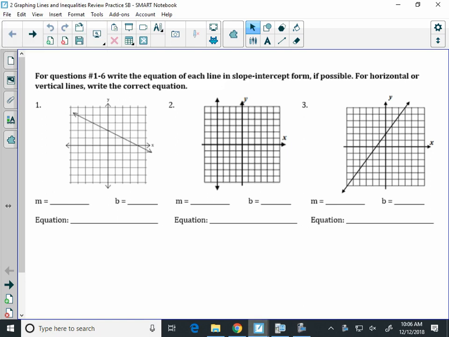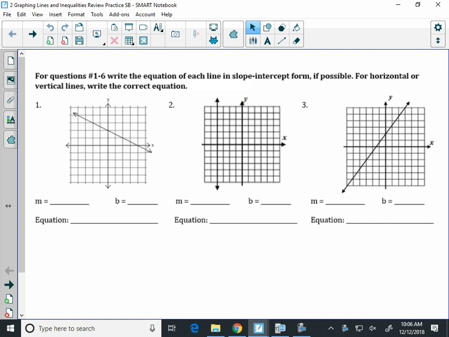This video is for the graphing lines review for Unit 2, Lesson 2. I'm just going to do a couple questions in this video. If you need help on any of the other questions, then check the key on Canvas or ask your teacher for help. And we're going to do number 1, 2, and 3 to start.